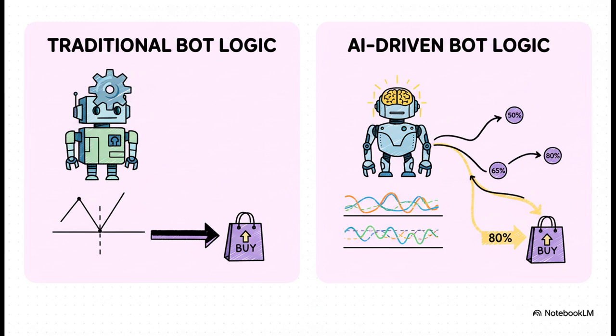It's playing a totally different game. It's using probability. It's asking, what's the likelihood the price will go up? And then it acts based on that prediction, maybe only buying when it's over 80% confident. It's a huge leap from just reacting to actively predicting the future.